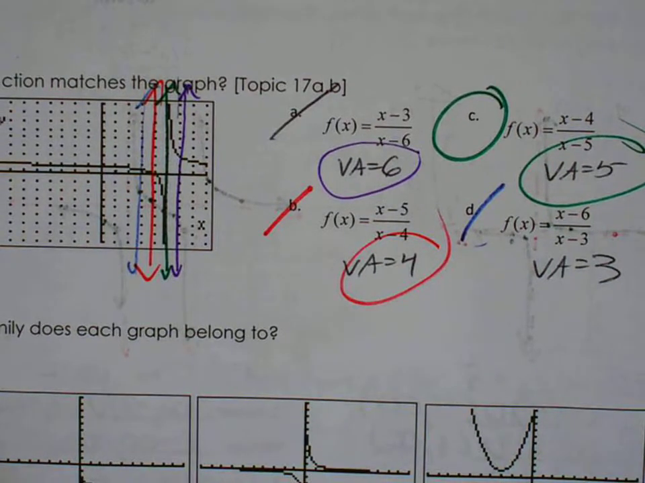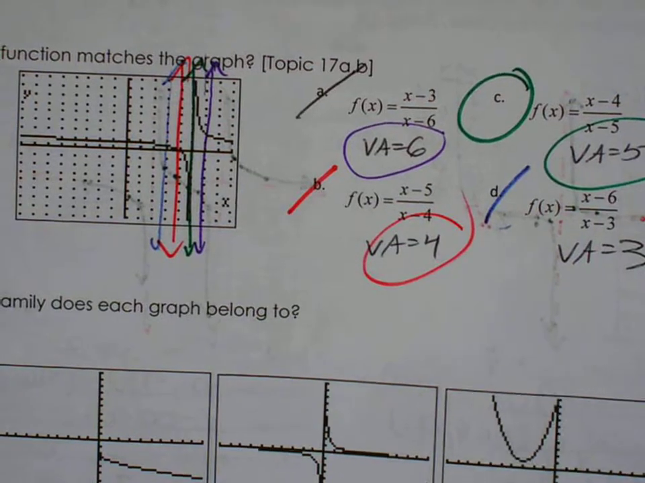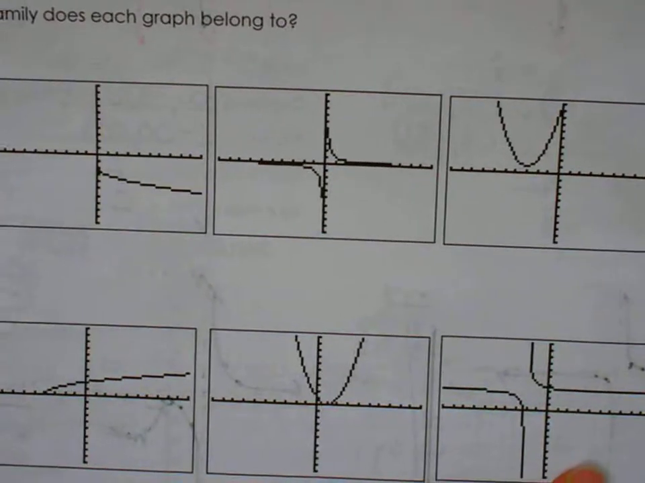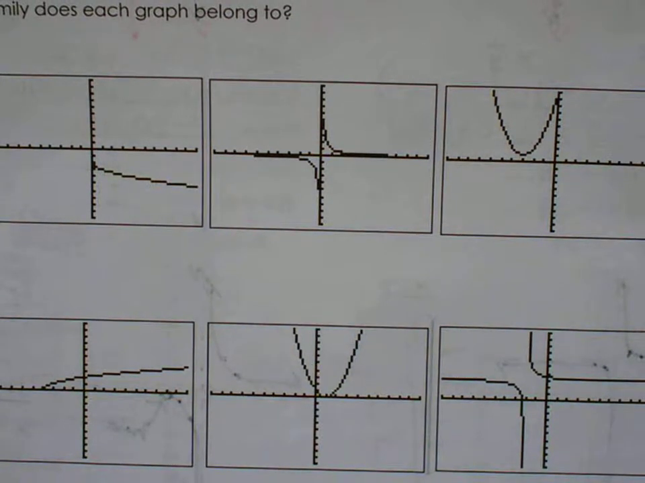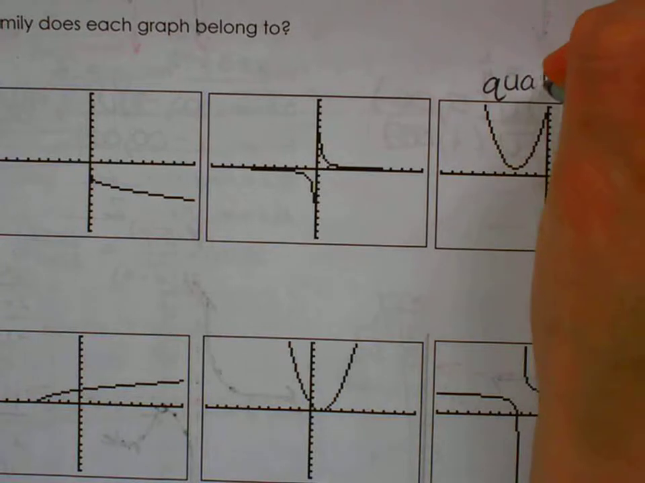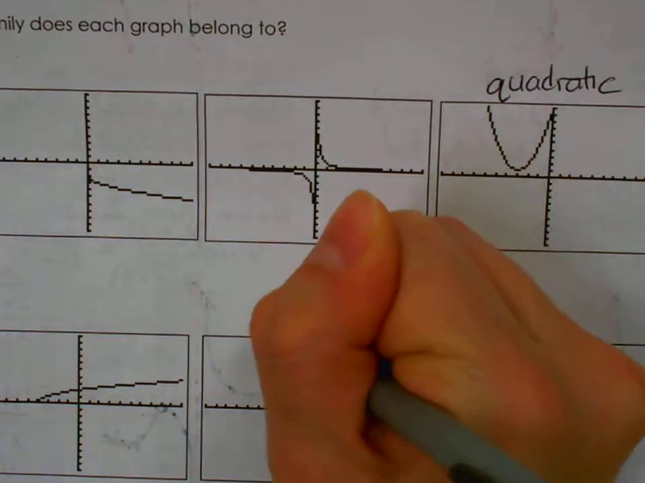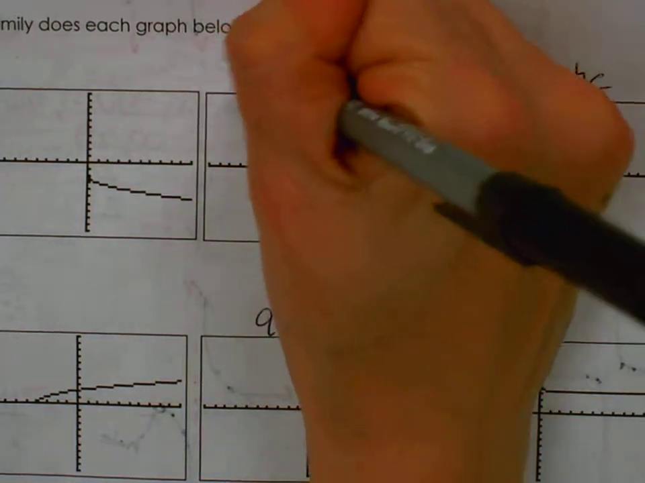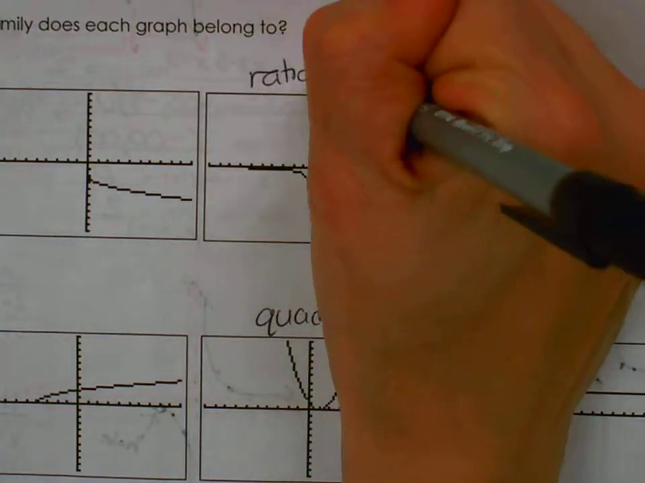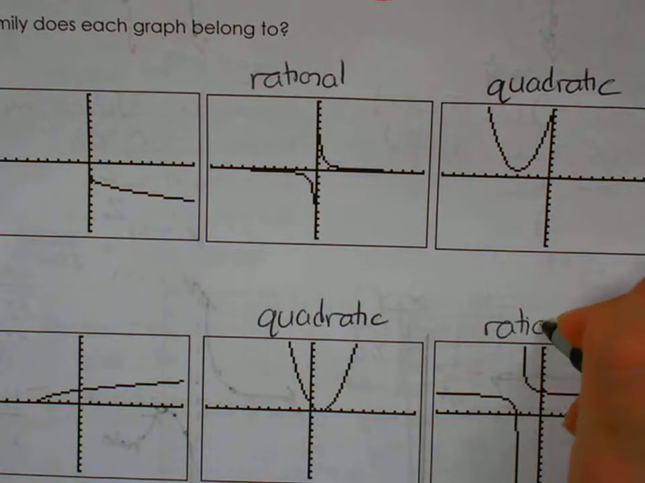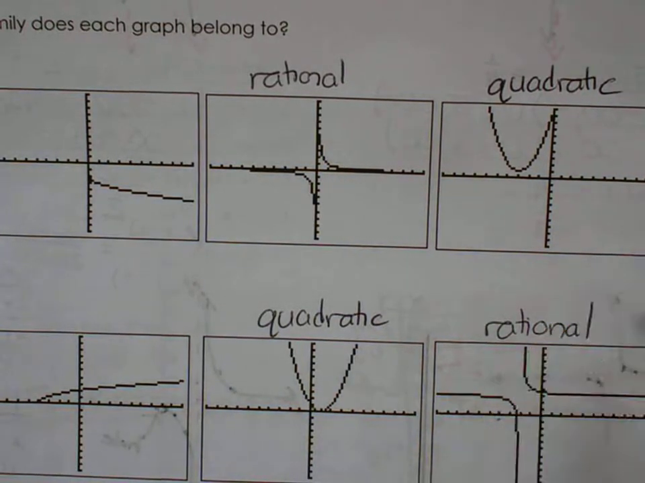All right, last one. What kind of family does each graph belong to? So hopefully you guys have in your head what some of these are. For example, when you see a parabola like this, hopefully you're thinking quadratic. Here's another parabola, quadratic. The ones we just did, rational function, right? Curve here, curve here. Same thing here, rational function, curve here, curve here.